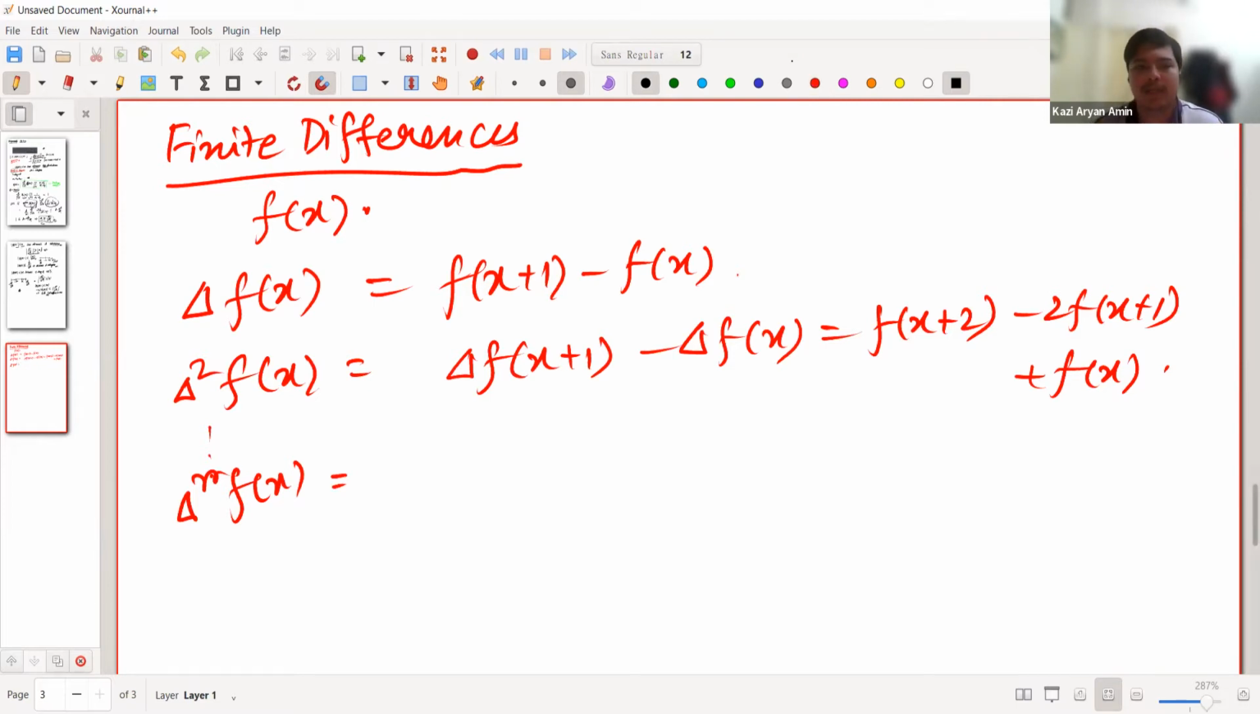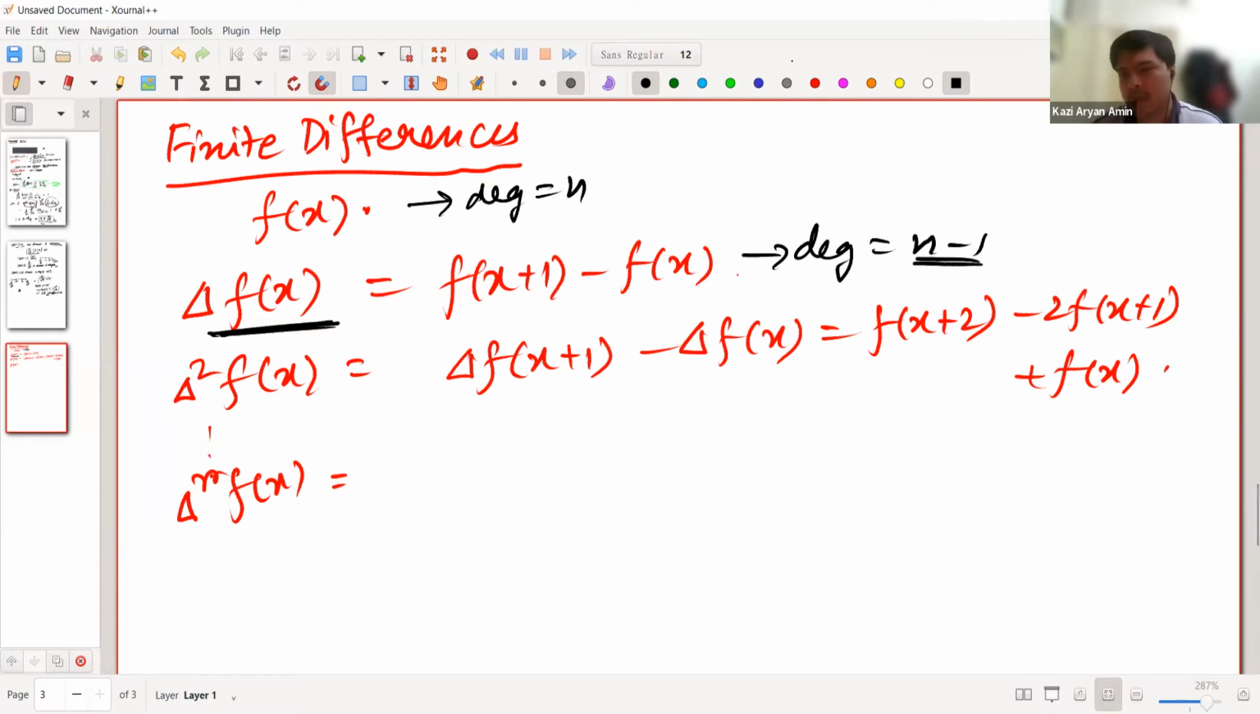Now one thing which is very noticeable is that the degree decreases by at least 1 for every finite difference. So suppose the degree of f of x was n, then del of f of x will have degree n minus 1, right?